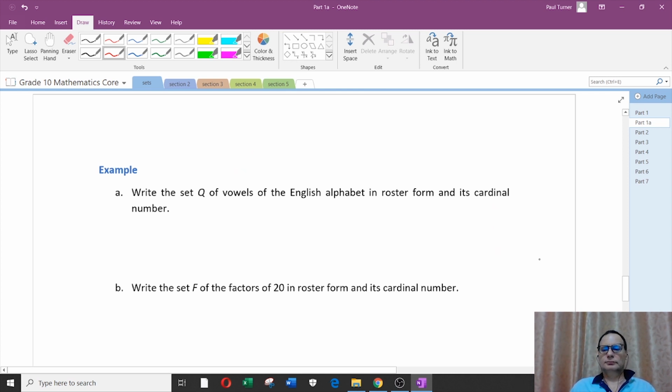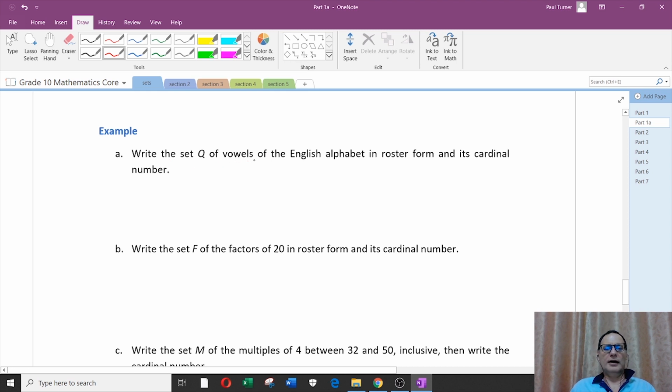So here's some examples. Let's write the set Q of vowels of the English alphabet in roster form and its cardinal number. So you would write set Q equals, what are the vowels in English? A, E, I, O, U. And the cardinal number, they're all different. So n(Q) equals 1, 2, 3, 4, 5. So the cardinal number of that set is 5 because there's 5 vowels in the alphabet.